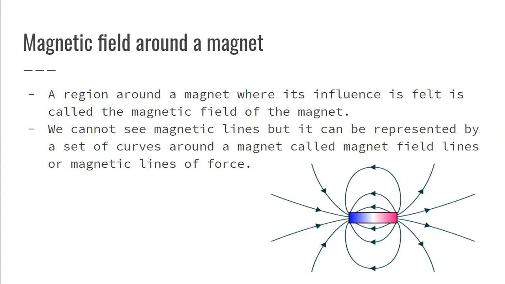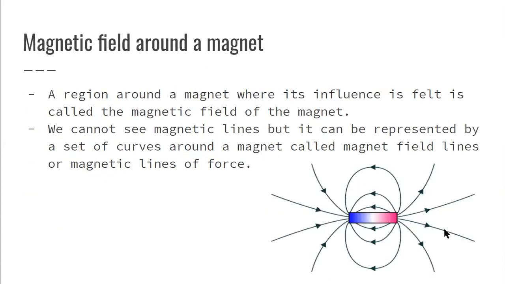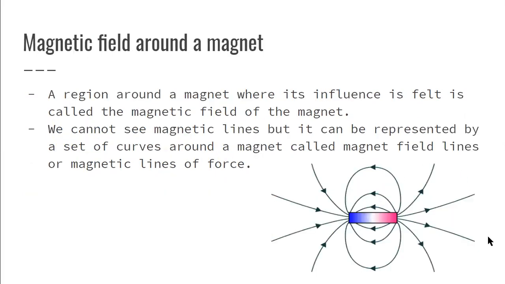Thank you. Going further, the properties of magnetic field lines. We just saw the magnetic field lines. Now what are the properties that we could draw from that? The lines start from the North Pole and end at the South Pole of the magnet. If you see this, it starts from the North Pole and ends at the South Pole. You see the arrows here, the direction of arrows. Next, they are crowded at the poles where the magnetic field is the strongest. That was the property of a magnet that we studied. So they are crowded at the poles, whereas the field is minimum towards the other places.